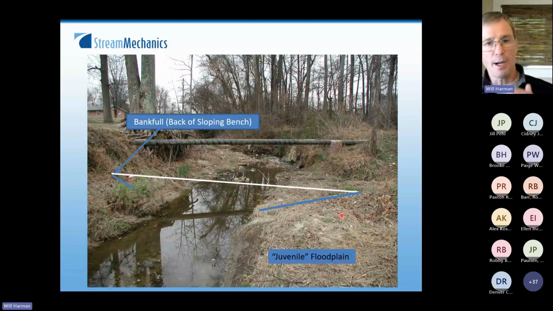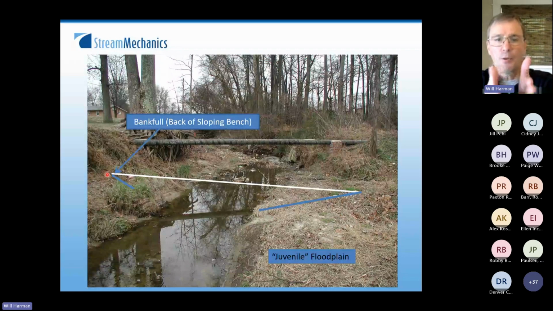Sometimes it's a bit rowdy. It's like that rowdy teenager. And often this feature will have a slope to it. It will not be flat. And when that's the case, often the front of the bench is your inner berm and the back of the bench is bankfull.